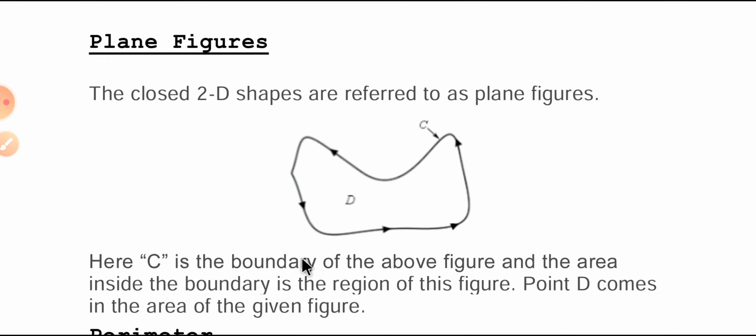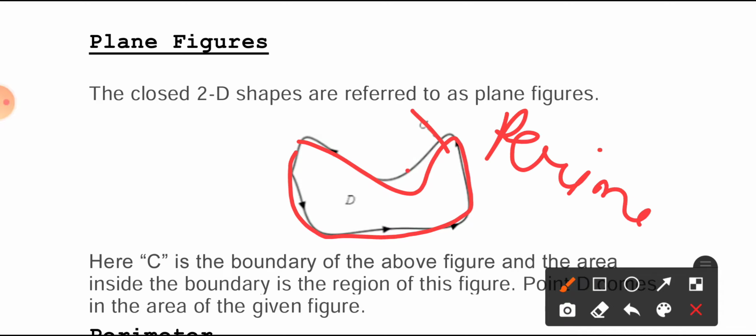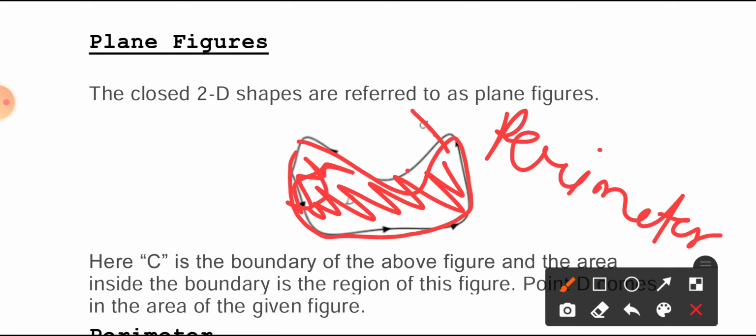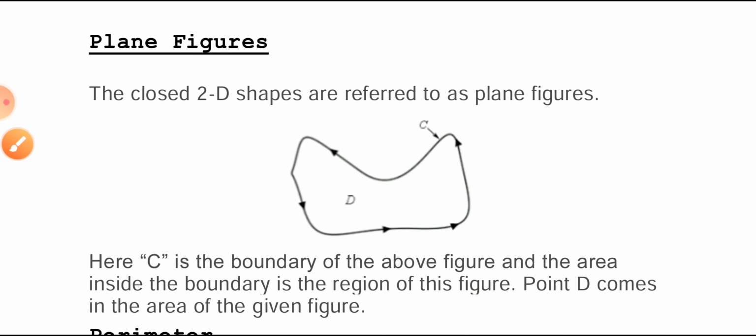Here we will see what is meant by perimeter and area. So perimeter means the boundary. This is the boundary and this one is known as the perimeter of any figure, and the area which is inside the boundary is known as area. So area inside the boundary is the region of the given figure, or we can say that this is the area of any given closed figure.